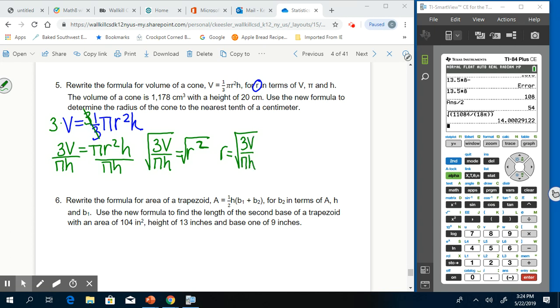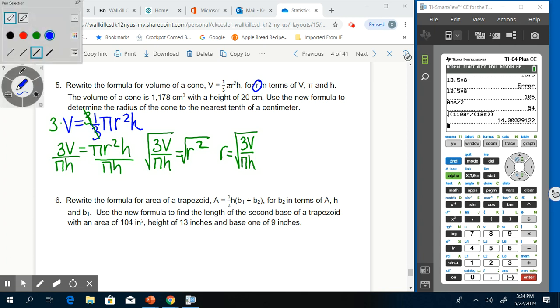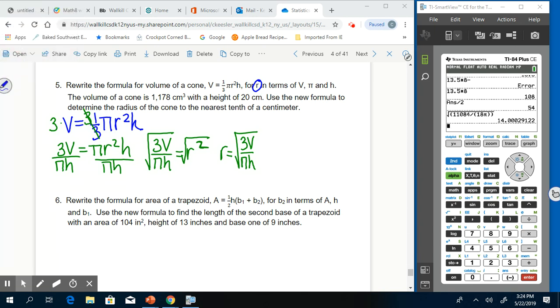So now we can plug in the givens. The volume of a cone is 1,178 centimeters cubed with a height of 20 centimeters. Use the new formula to determine the radius of the cone to the nearest tenth of a centimeter. All right, so we have r equals square root of 1,178 times 3 all over pi times h, so 20 pi.